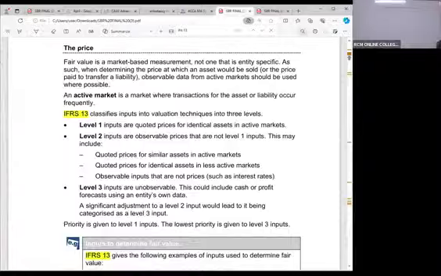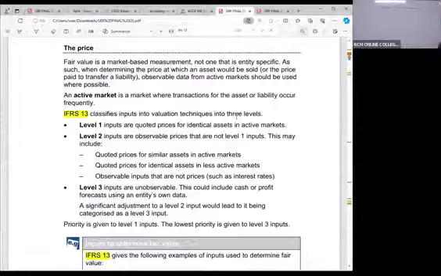IFRS 13 classifies inputs into valuation techniques, and this is very popular in your exams, into three levels. These are the inputs that we shall use to be able to say, ladies and gentlemen, that this goat of mine is valued at this much.